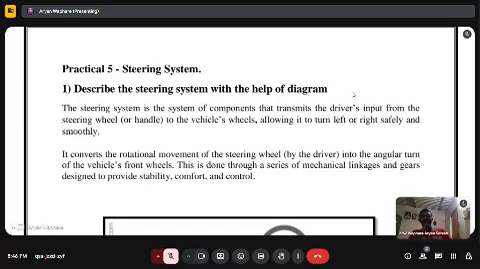The steering system is the system of components that transmit the driver input from the steering wheel to the vehicle wheel, allowing it to turn left or right safely and smoothly. It converts the rotational movement of the steering wheel into the angular turn of the vehicle front wheel. This is done through a series of mechanical linkages and gears designed to provide stability, comfort and control for the driver.